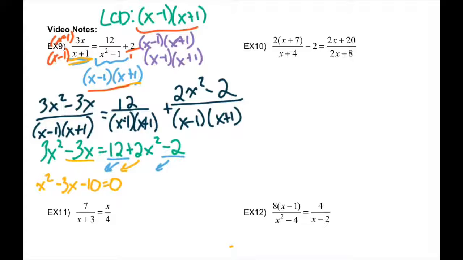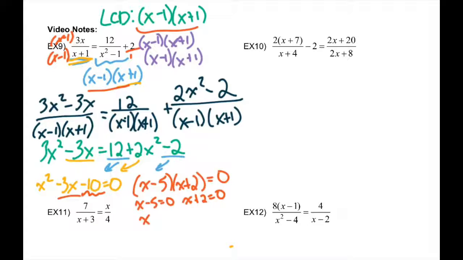From here, we want to factor this guy. So what can multiply to be negative 10 and add to be negative 3? That's going to be a negative 5 and a positive 2. So then I use my zero product property, set each factor equal to 0, and solve. So x equals 5 and x equals negative 2. And that's it.